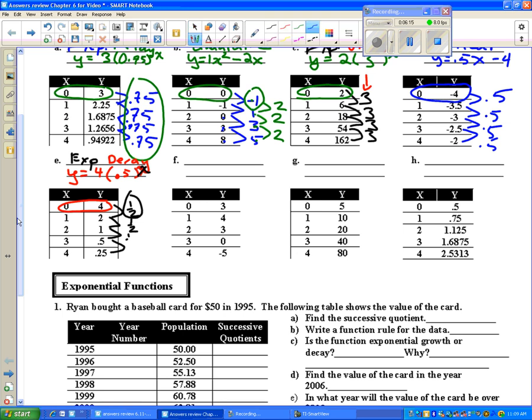This next one, again, 4 divided by 3, 3 divided by 4. My successive quotients don't look like they're going to be nice, so we're going to try differences. 4 minus 3 is 1. 3 minus 4 is a negative 1. 0 minus 3 is a negative 3. Negative 5 minus 0 is a negative 5. My first differences aren't the same. Try my second differences. Negative 1 minus 1 is negative 2. Negative 3 minus a negative 1 is negative 2. Negative 5 minus a negative 3 is negative 2. My second differences are the same, so this is quadratic.